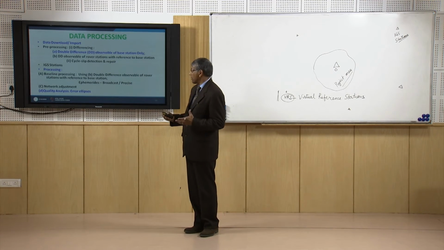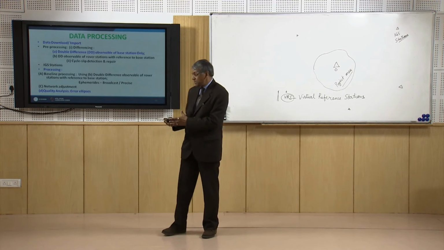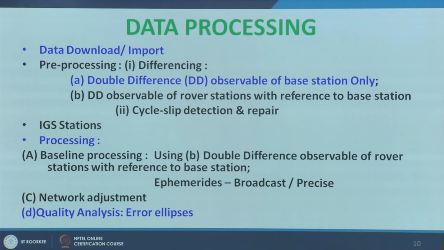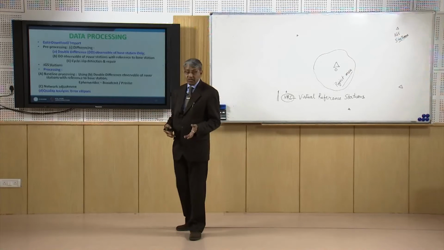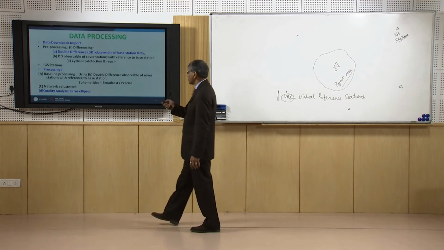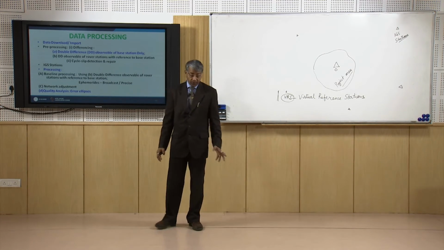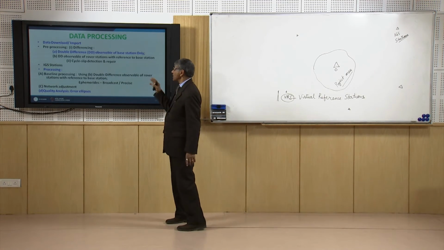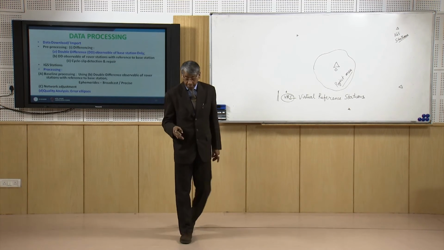First, we should go for triple difference observables to find the cycle slip detection and repair. Then we should remove those, and then we should also go for double difference observables. All this processing we have to do, and in that way we can improve the quality of the data. Also, before further processing, we should again test the quality of the data, and already I had discussed how to test the quality of different types of data.